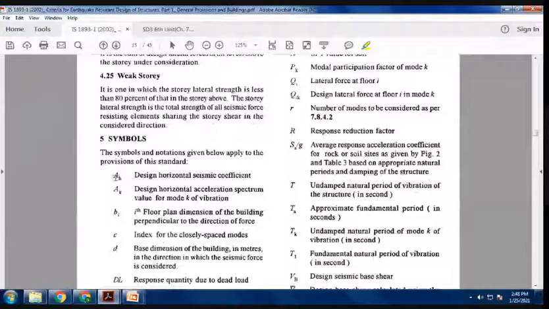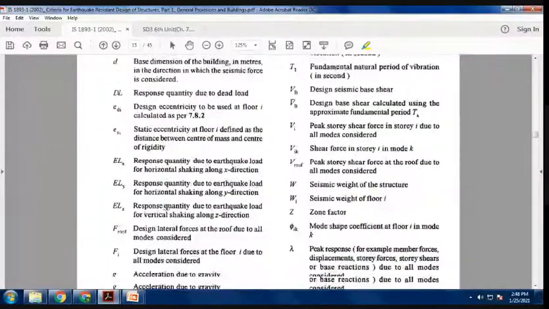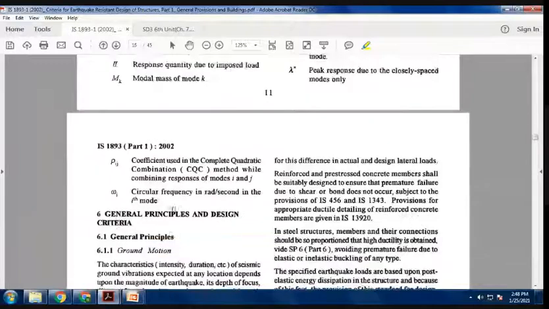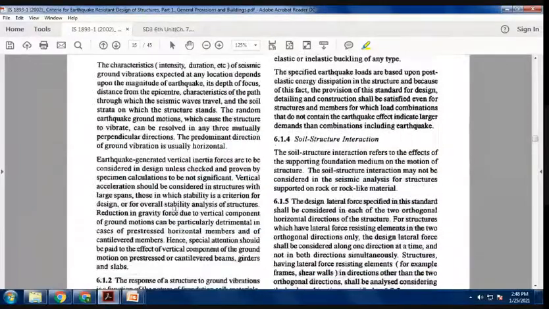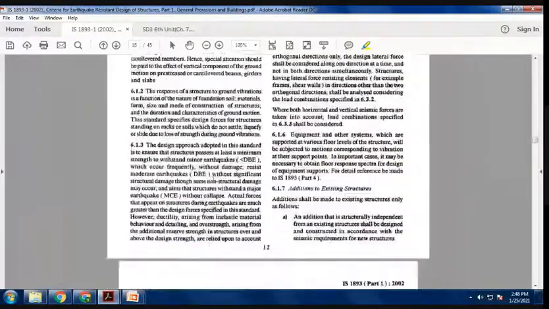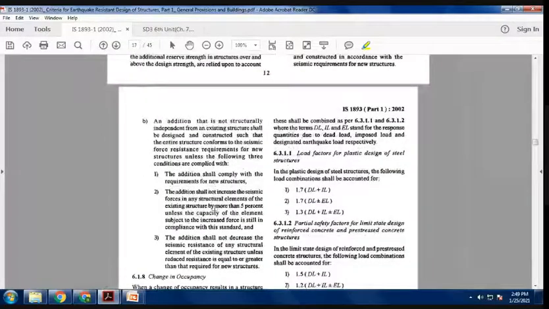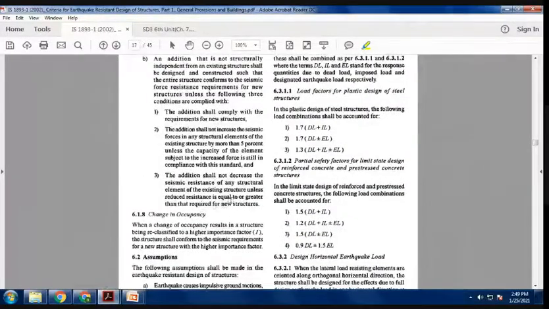Here are some abbreviation notations. You can go through it, and each and every step of designing is directly given in the code book.